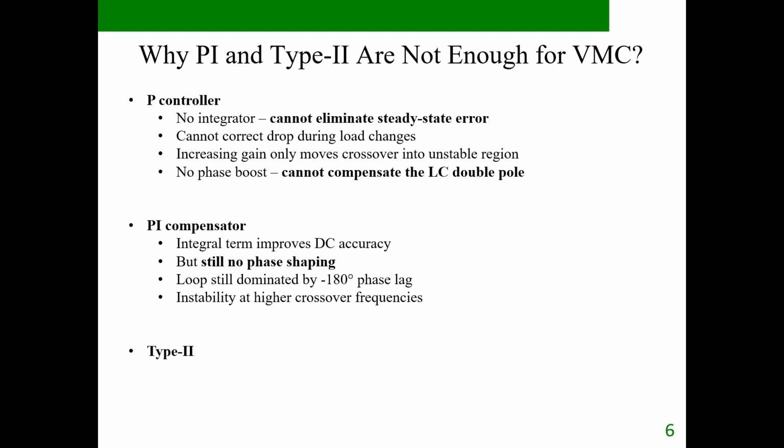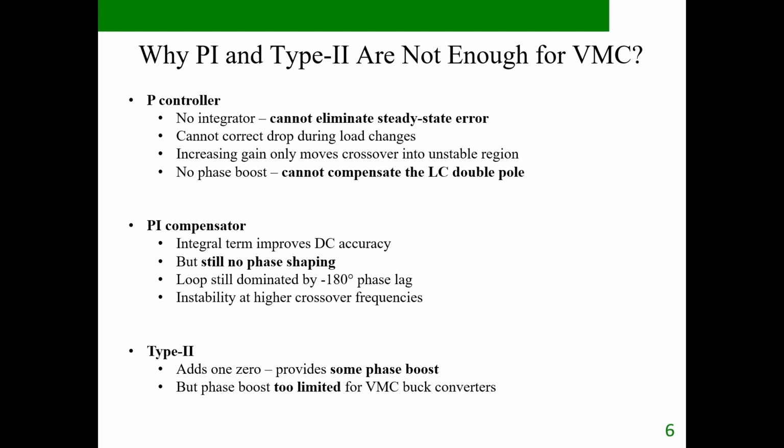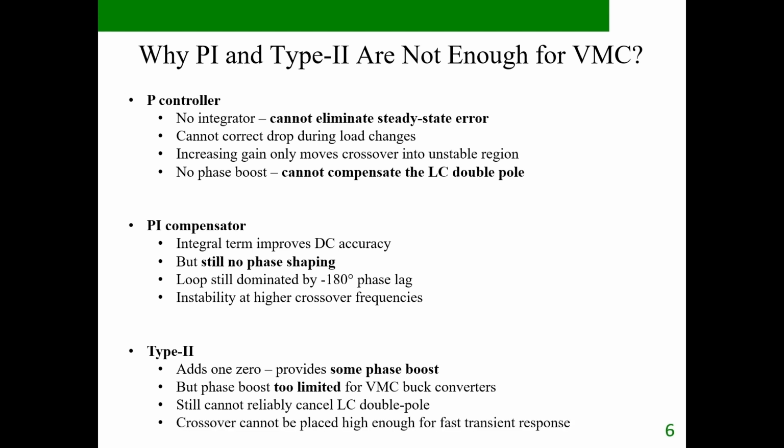A Type 2 compensator adds a zero and introduces some phase boost, but not enough to overcome the LC double pole in voltage mode control. Type 2 can work for current mode control because the plant is effectively single pole, but in voltage mode the phase deficit is too large. As a result, the crossover frequency must be kept low, which limits transient performance. So PI and Type 2 simply cannot provide the combination of high crossover, strong phase margin, and fast transient performance that we want.